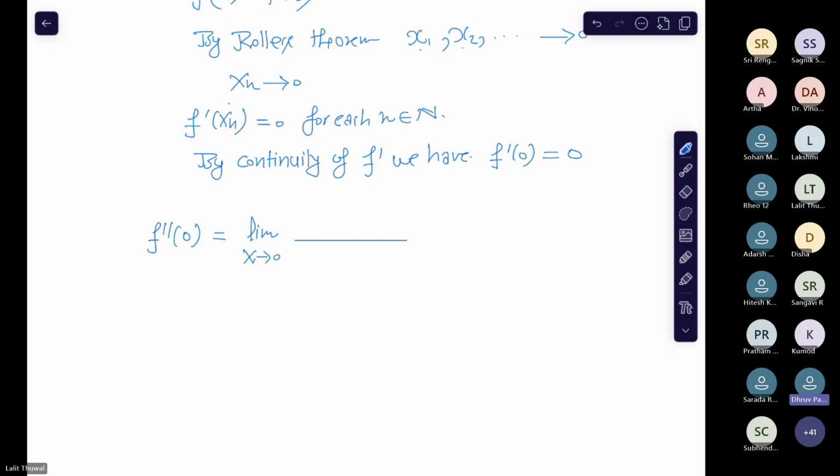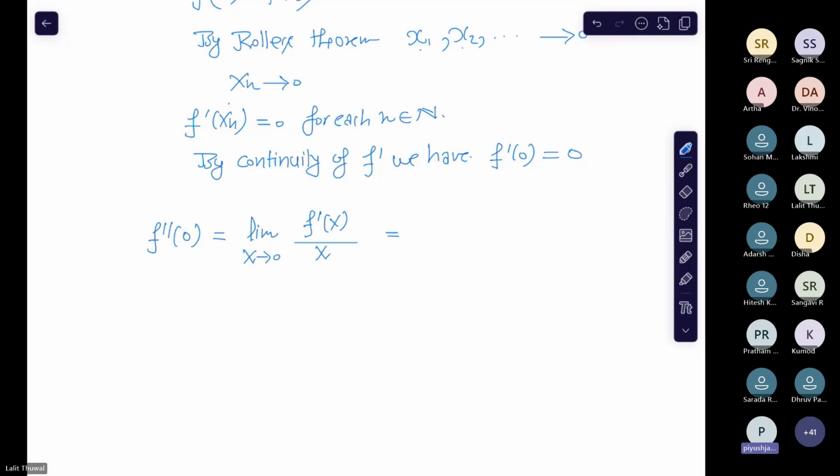So what should I write? f'(x) minus f'(0) over x minus 0, okay, f'(x) by x, right? Because that is 0. Yes, sir. Yeah, this is 0. Okay, so what can we do now? You should think. A limit exists. Yeah, so the limit exists.